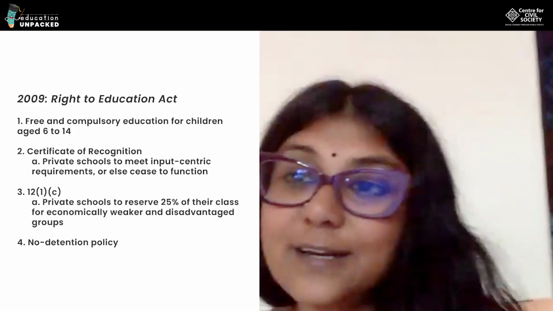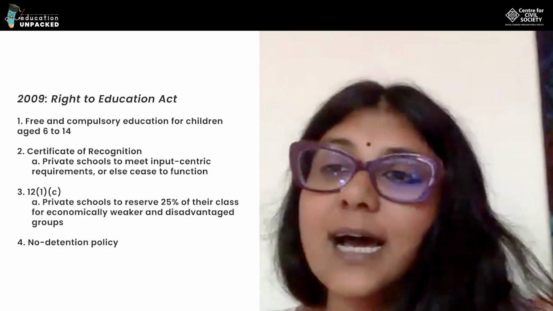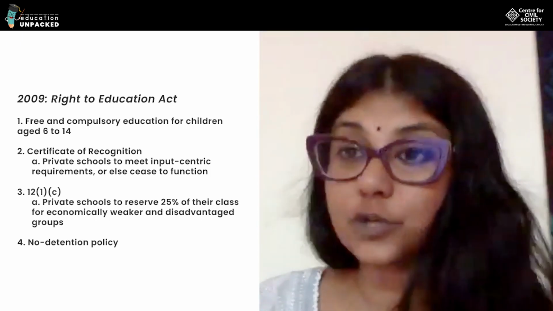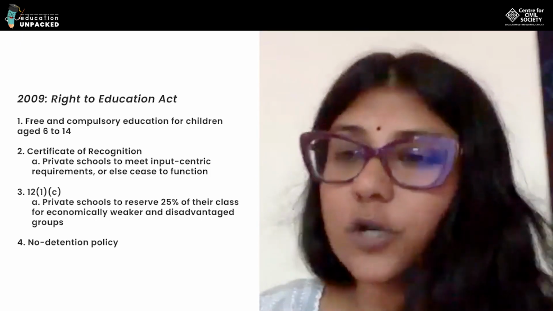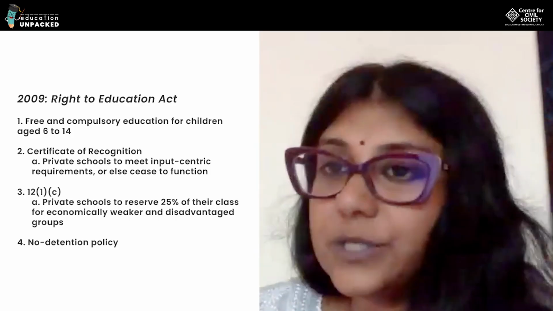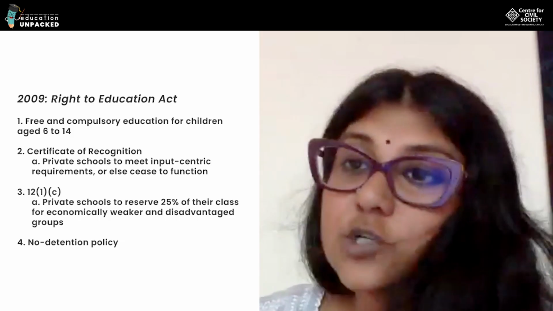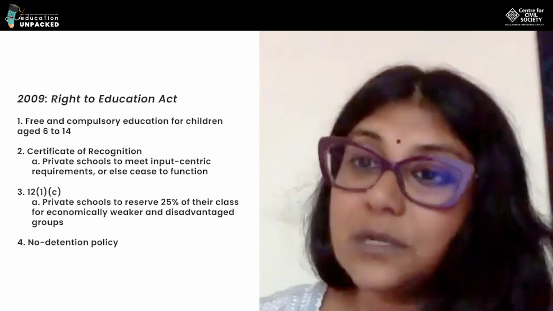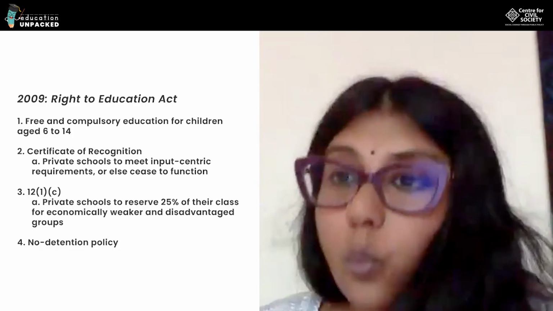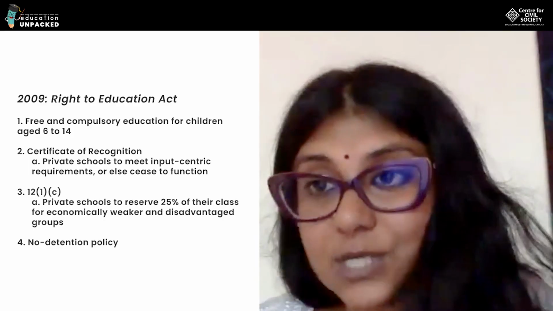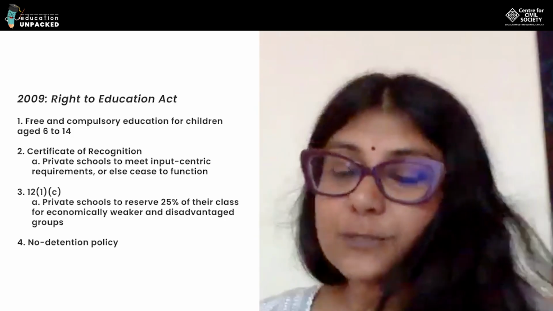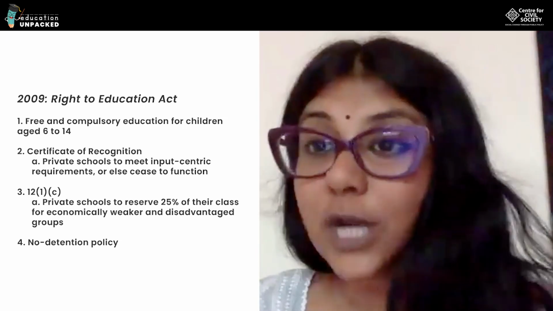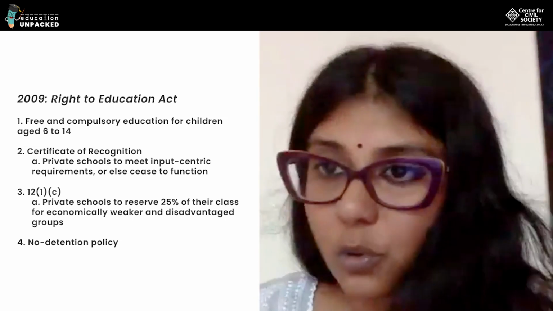It also introduced a very novel way of broadening the opportunities available to children from disadvantaged backgrounds, what it calls the EWS category, meaning economically and socially weaker sections of society. And under Section 12(1)(c) of the Right to Education Act, we had quite a radical measure. The idea was that 25% of seats in all private schools of the country would be reserved for children from economically and socially weaker sections of society. And the government would reimburse the private schools either based on their fee structure or on the state's per child expenditure in public schools, whichever was lower.